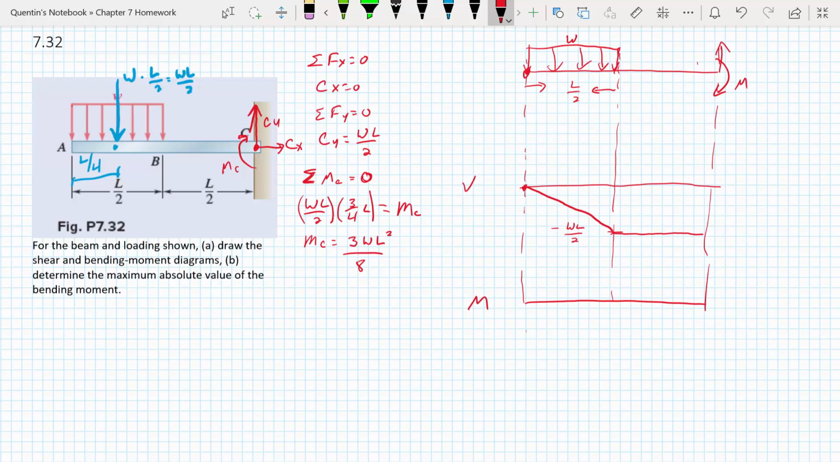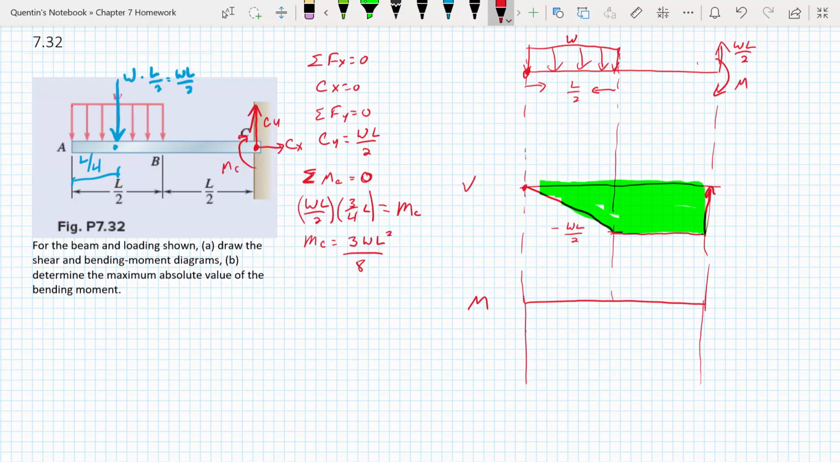And then remember this right here is WL over 2. So then it's going to pop back to there. We're going to color this in. I kind of missed, but don't tell anyone. There we go. There is our shear curve. Now the moment curve, let's look at the moment curve.